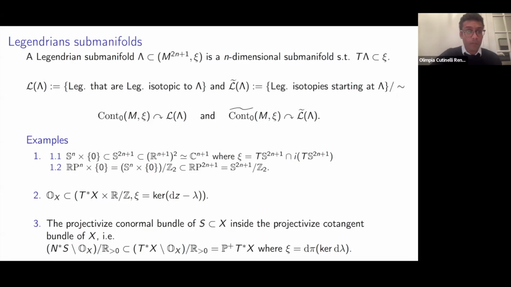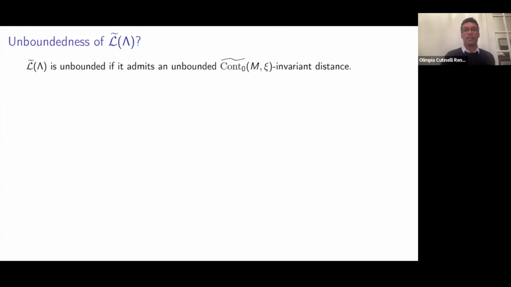So yes, do these Legendrian submanifolds exhibit more contact rigidity than points? Can we say more interesting things about Legendrians? And of course, the answer will be yes. First, I introduce some terminology. I will say that the universal cover of the Legendrian isotopy class of a Legendrian lambda is unbounded if it admits an unbounded invariant distance.